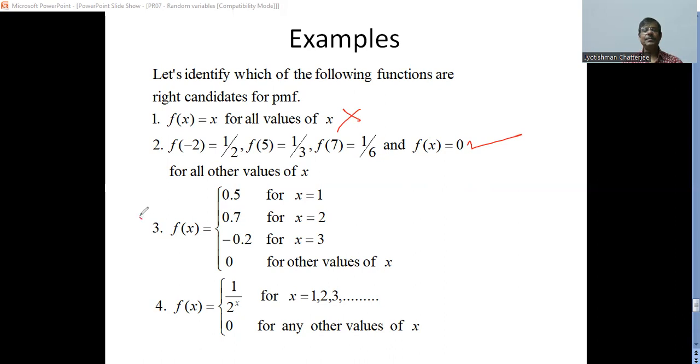How about this? Again, this is not, because for some x value, namely for small x equal to 3, the f value is negative. The f value can never be negative. It must always be between 0 and 1. It cannot be negative. That's why this is also not a right candidate.